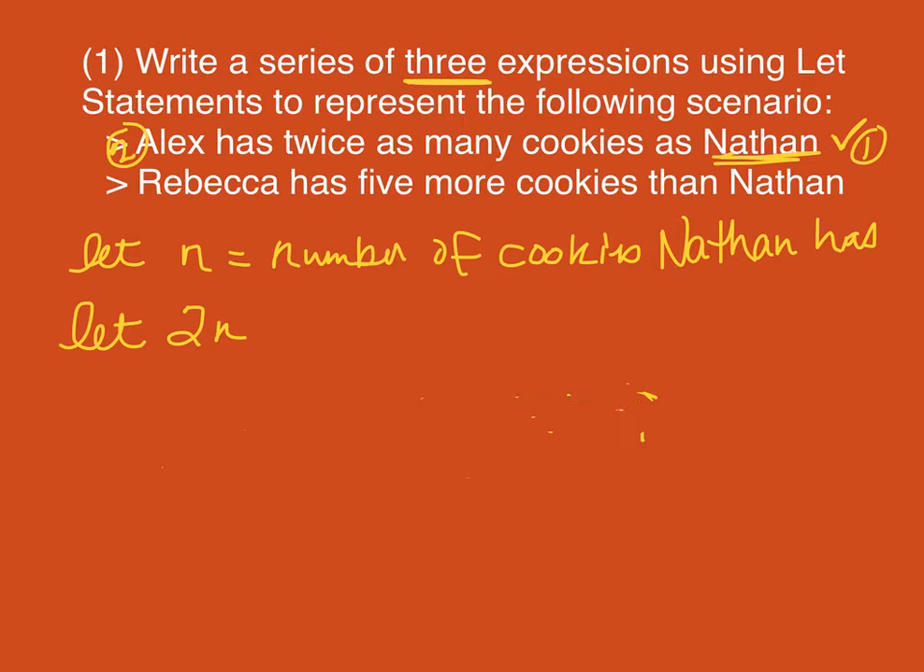I'm almost done erasing all of this. So my next let statement, again, we're multiplying by 2, so it's 2n equals NO with a period in front of it. That's the abbreviation for number. I'm going to use that to make it easier. And this, of course, is the number of cookies Alex has.